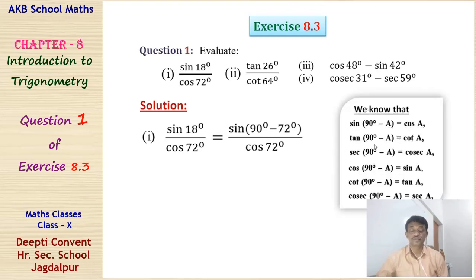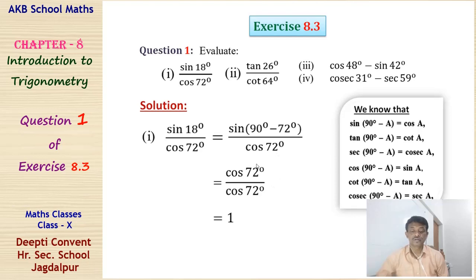Sin(90 minus A) equals cos A. So sin(90 minus 72) means cos 72. So the numerator will be cos 72, and the denominator is cos 72. Both cancel, giving 1. So this is the value of the ratio. Very simple, we know this table.